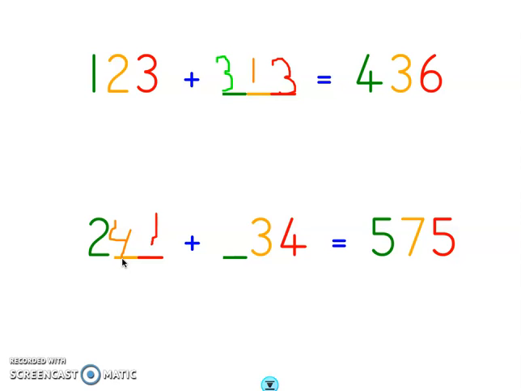And then finally, I've got 200s. How many am I going to add to 200 to get to 500? Well, 2 plus 3 equals 5. So 200s plus 300s gives me 500. So 241 add 334 gives me an answer of 575.